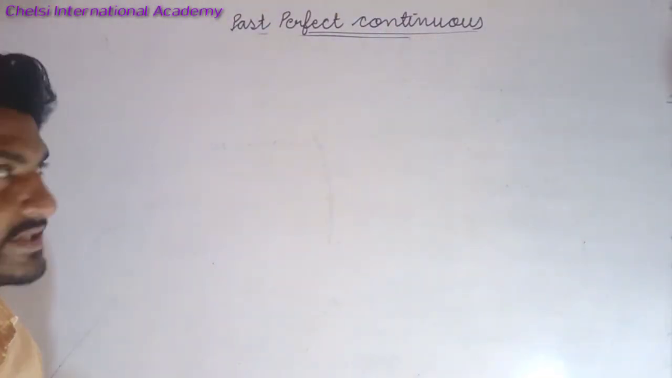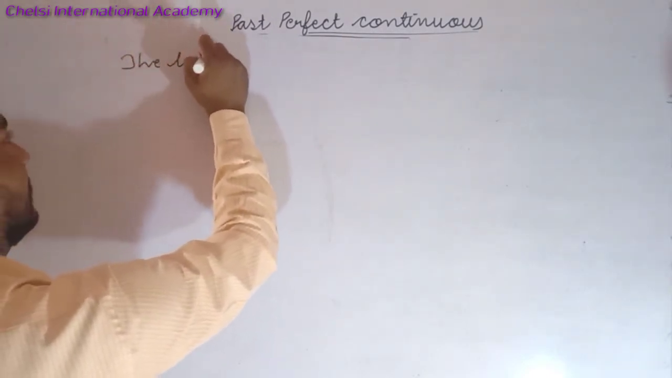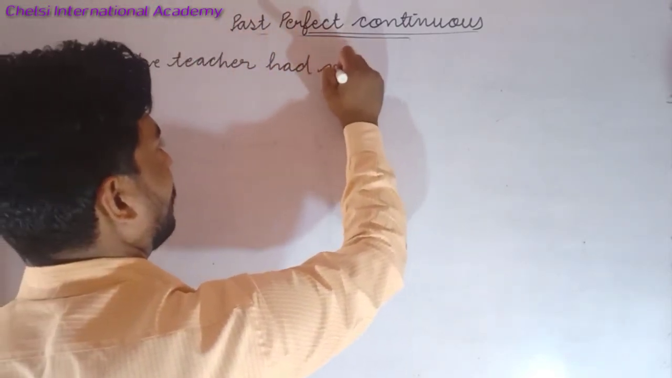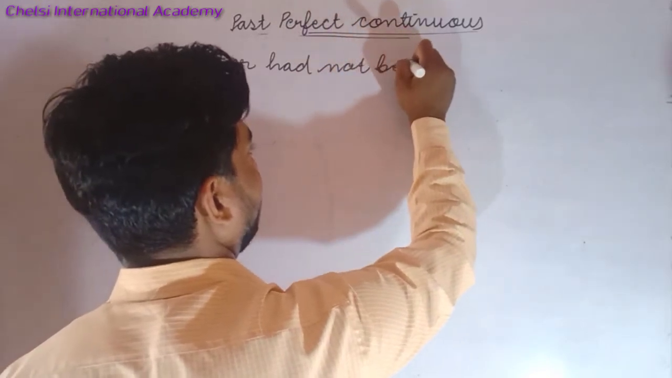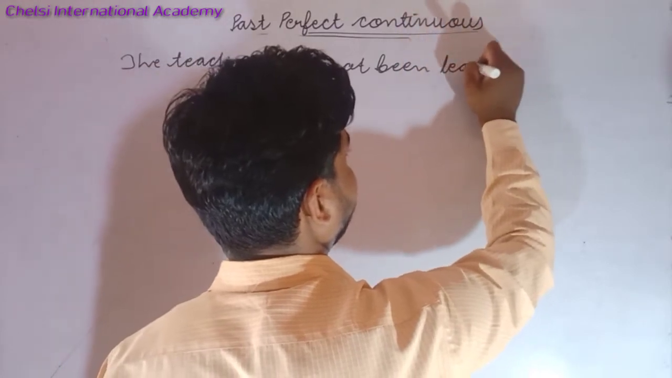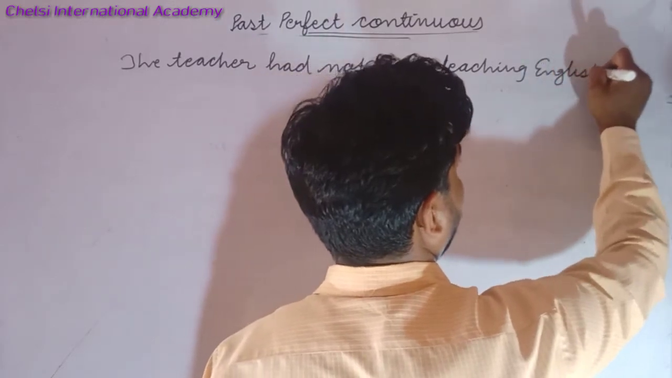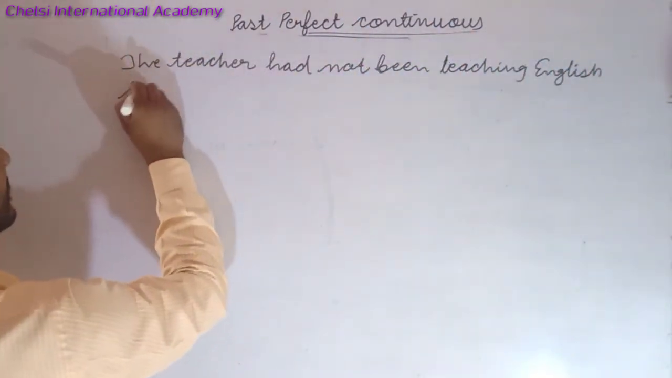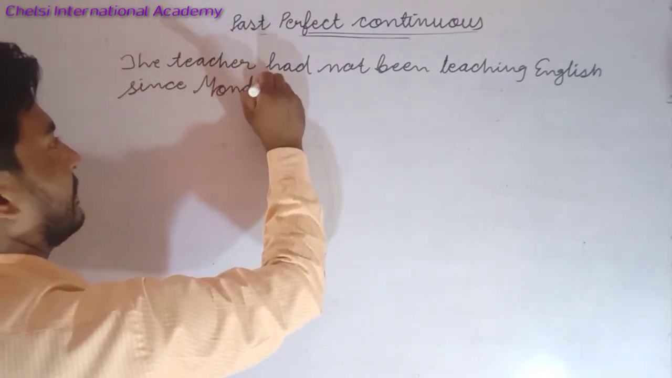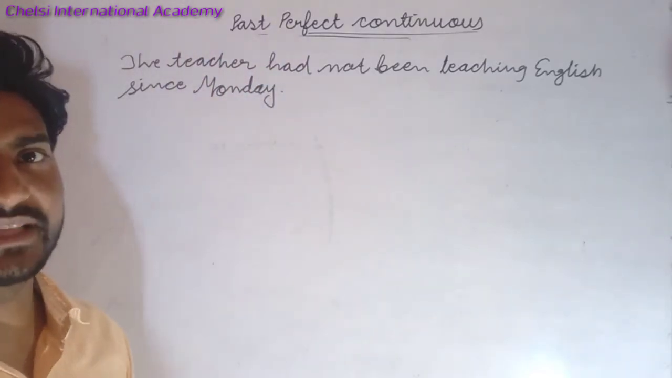How we form the negative sentence. The teacher had not been teaching English since Monday. Let's see the interrogative sentence. क्या अध्यापक सोमवार से अंग्रेजी नहीं पढ़ा रहा था?